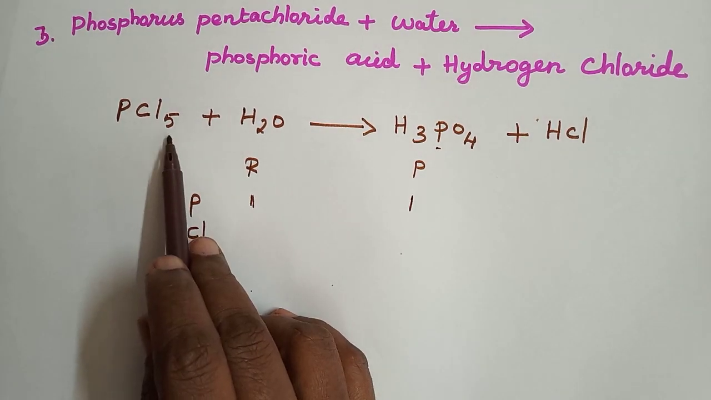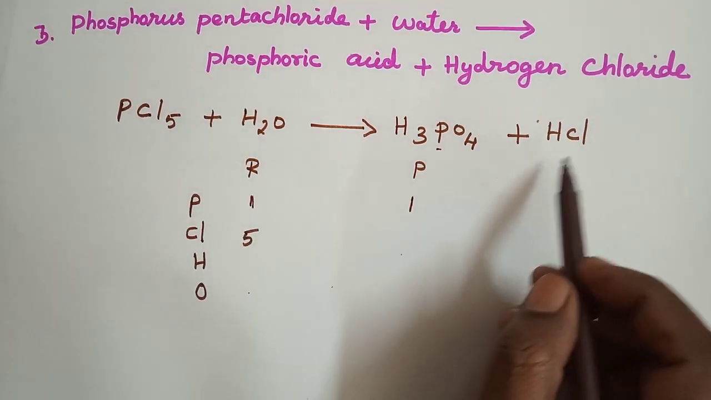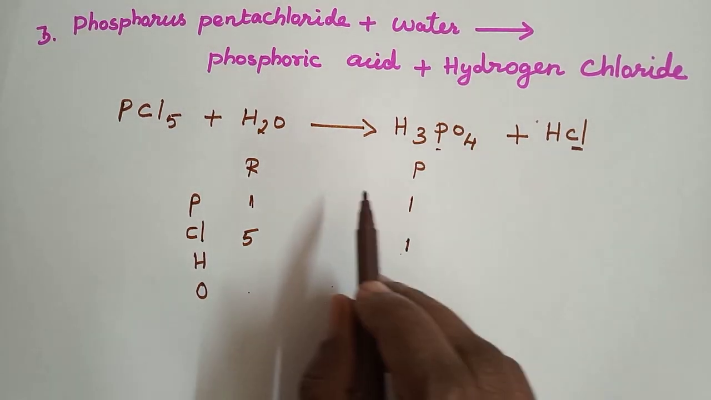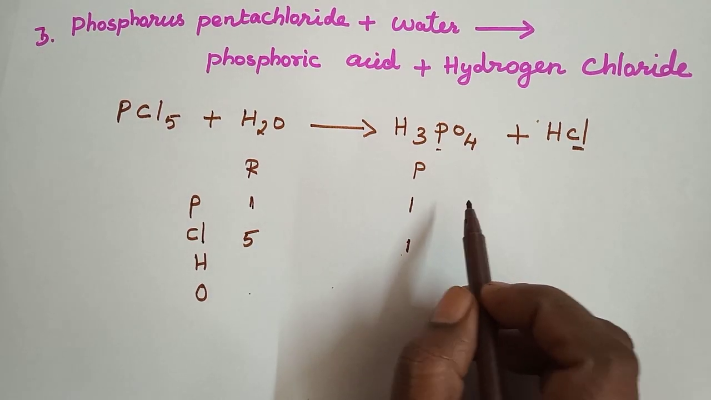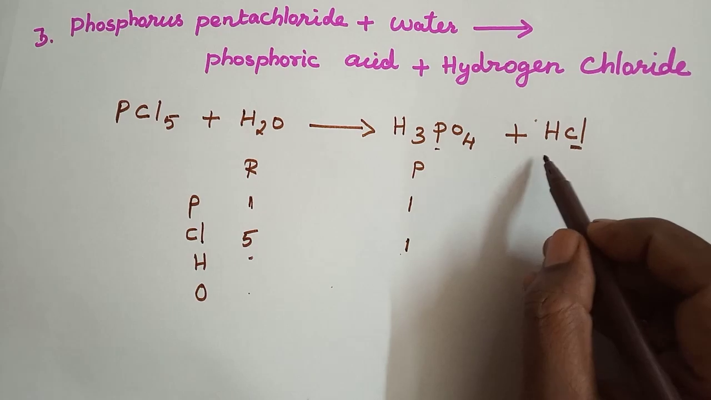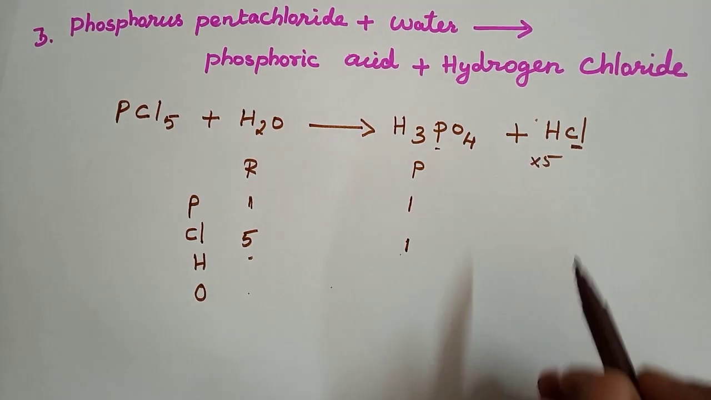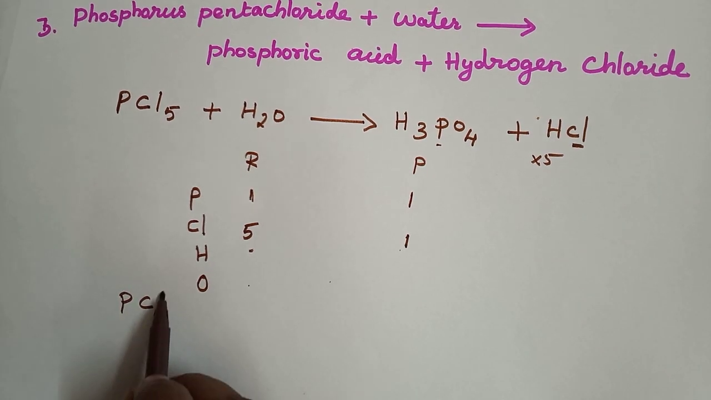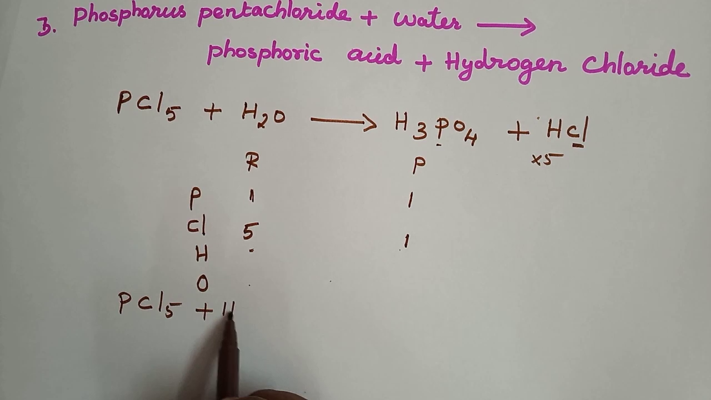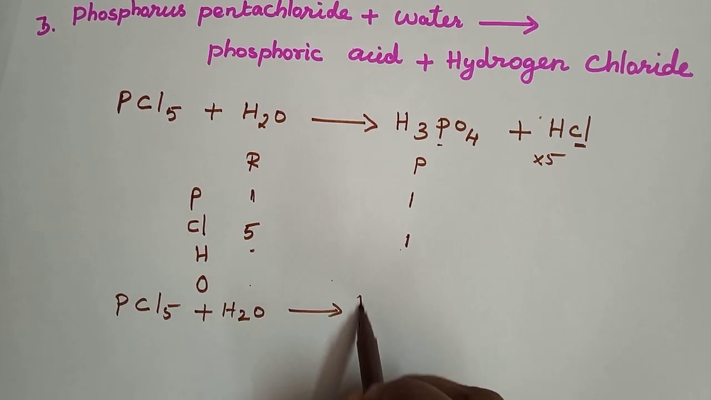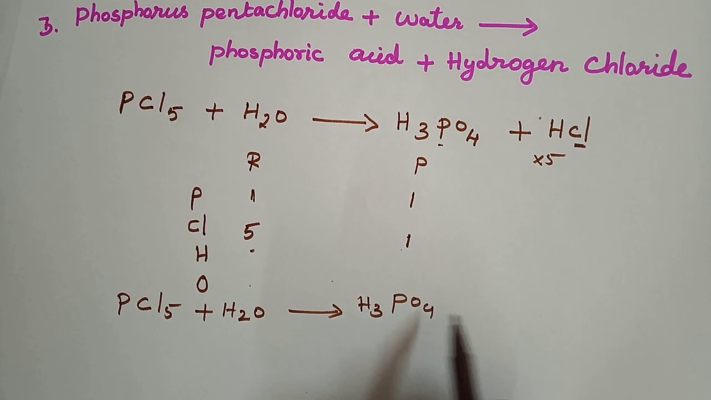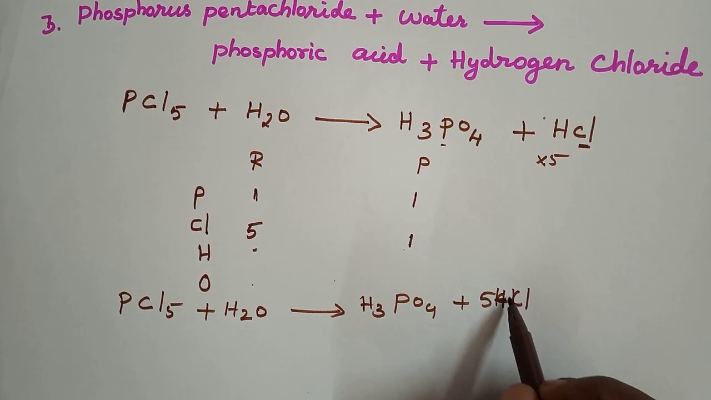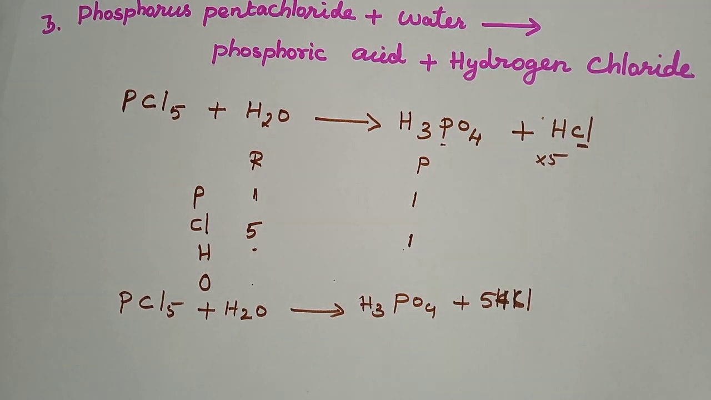Okay, next, how many chlorine do we have here? 5. Here how many chlorine do we have? 1. Yes or no? So now we need to balance the chemical equation. What can we do? Here 5 is there. So we can multiply with 5 before this. So what is the new equation? PCl5 plus H2O gives H3PO4 plus 5HCl. Yes or no? This is the new equation.